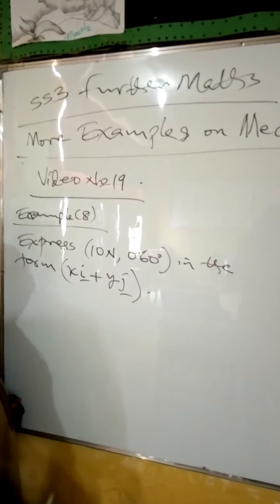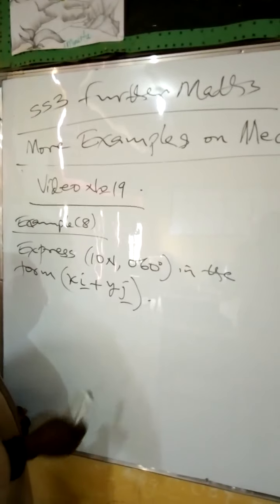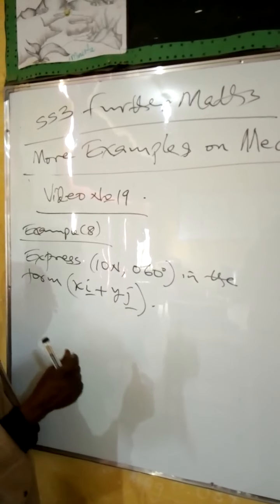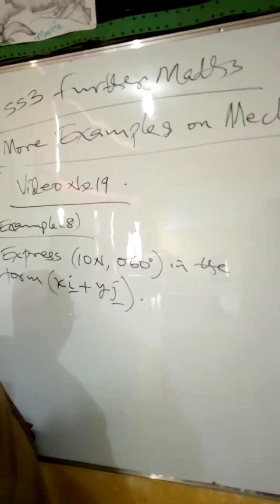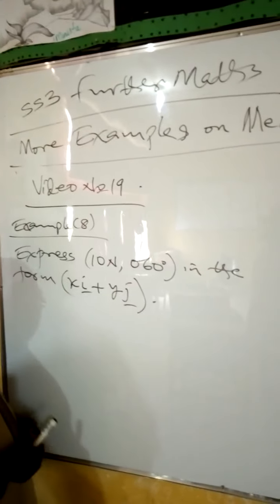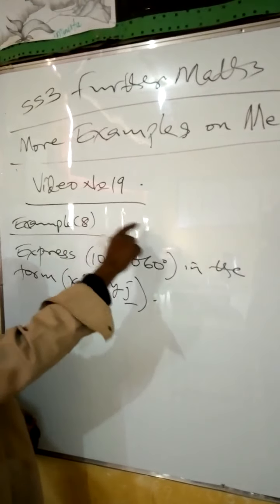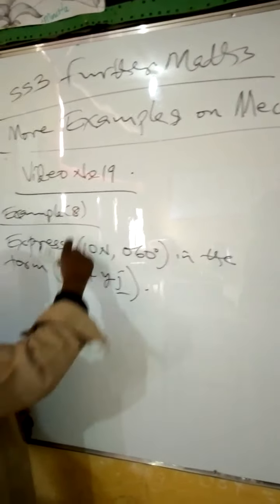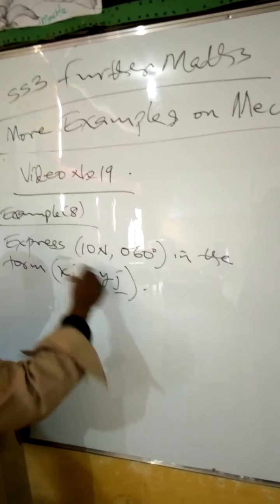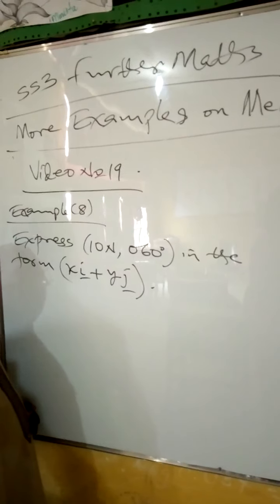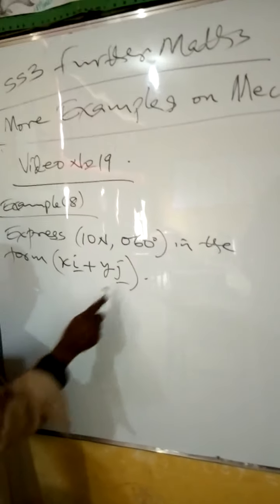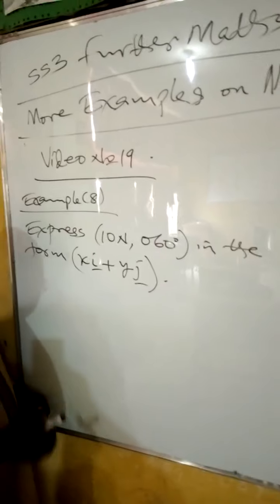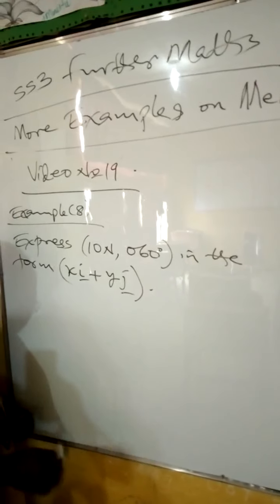Here we are given a force in polar coordinate form. Polar coordinate in the sense that we are given the magnitude of the force and the direction of that force, and we're expected to convert this polar coordinate form of a force into the vector form. xi plus yj is a vector quantity. So that is what we're expected to do.